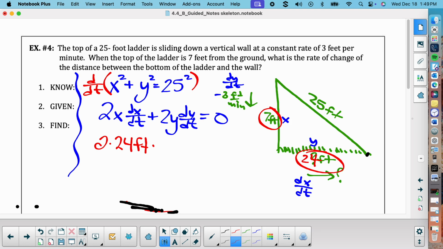Go for it. dx/dt is what we're finding. It doesn't save me time. 2, 7 feet. It's okay if it saves you time, it doesn't save me time. I wasn't mad that you said you do it.